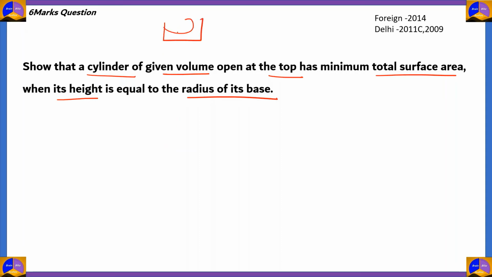So our figure here, let's draw it a bit better. Yeah, so this should do it. So our cylinder is open at the top. It's kind of like a glass.